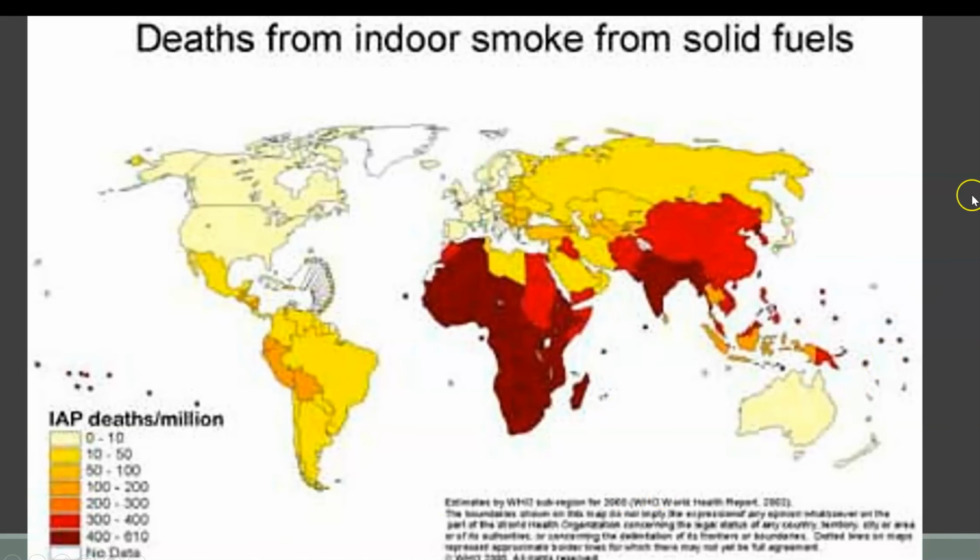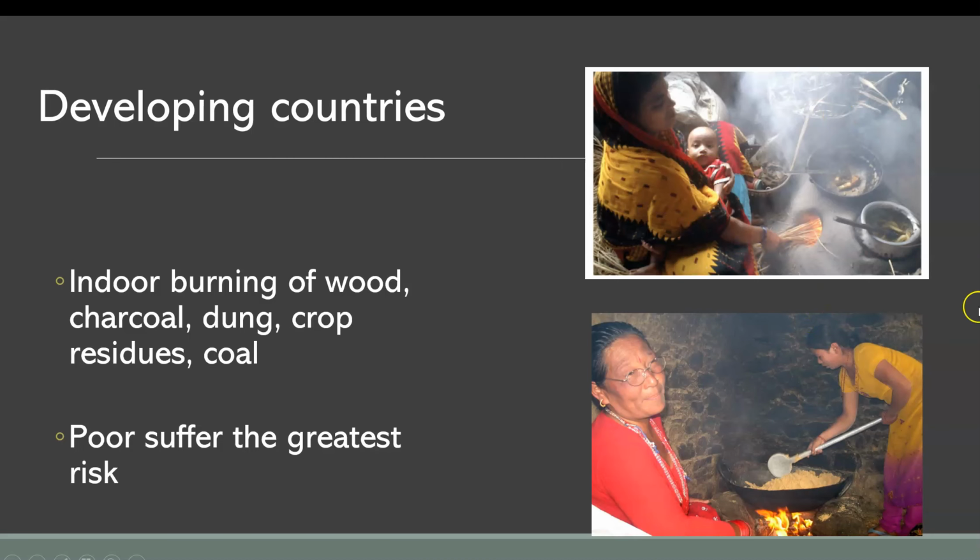So this is a graphic of the deaths from indoor smoke from burning solid fuels. If you notice the areas of the world where the highest amount of deaths are, the red, are in developing countries. The African continent has quite a few developing countries. Asia, India has a high death rate from this sort of thing because, again, this is the common way of life for poor communities, poor families to survive, to eat their food.